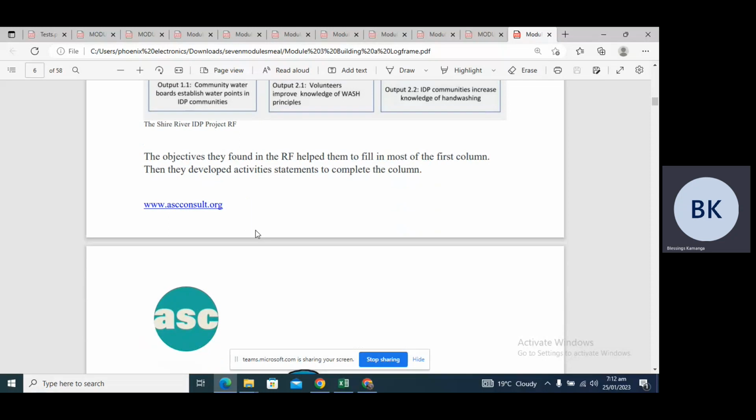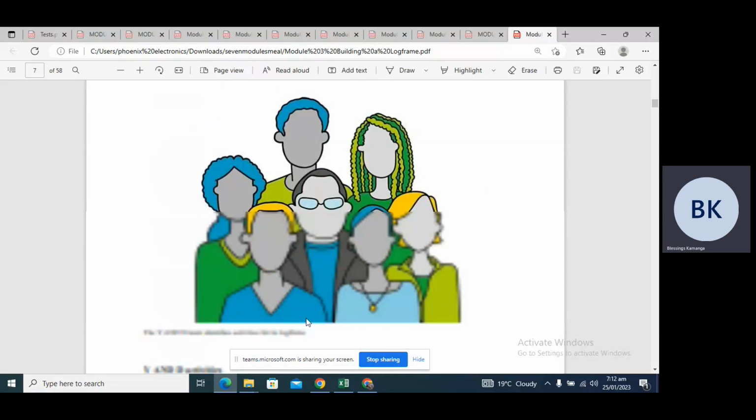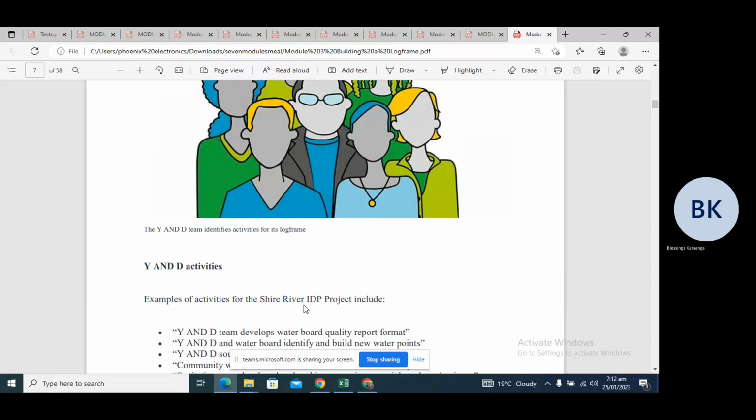So you realize that the results framework, which is this one, will actually inform how the whole logical framework will come out at the end of the day.